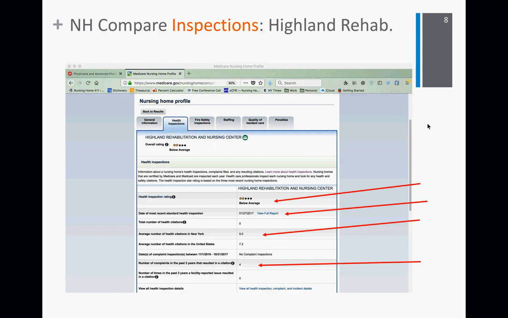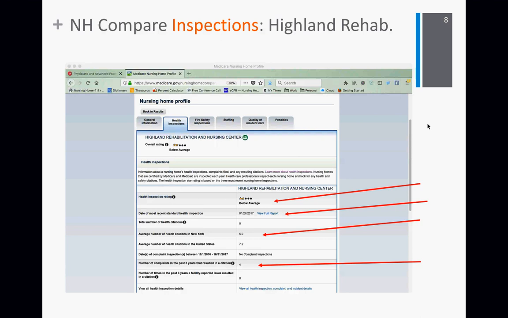Next, it tells you whether or not there's been a complaint survey. Now, complaints have gone up in recent years, and this is something that we should all be aware of, because it's another way of looking at or identifying the quality of nursing homes and the extent to which they're being held accountable. So here there are no complaint inspections, but the number of complaints in the past 3 years that resulted in a citation, the last line for which I have an arrow, was 4. So that seems to me to be pretty high. I'd be interested in what is going on there in terms of the complaints.